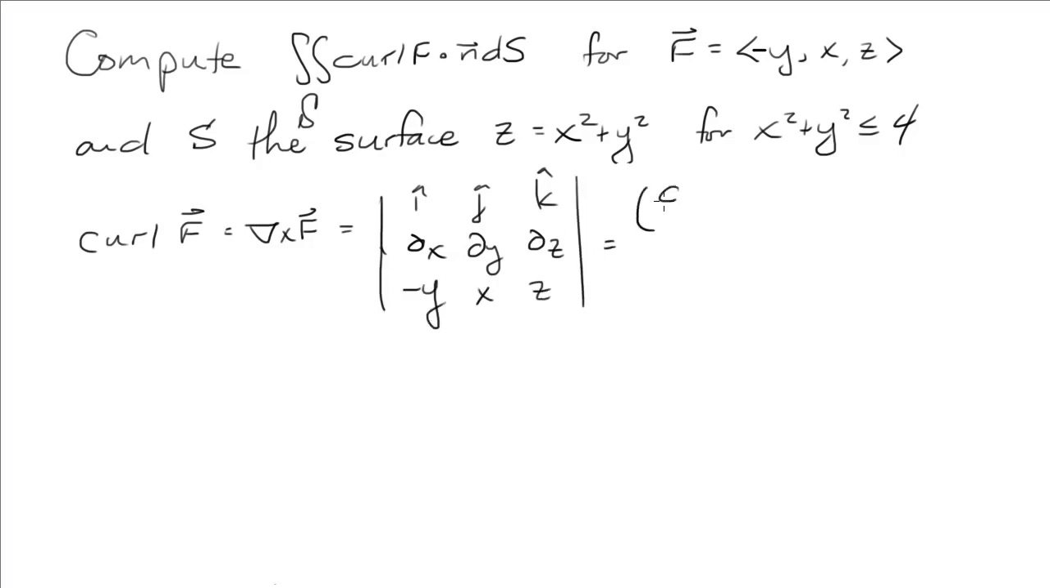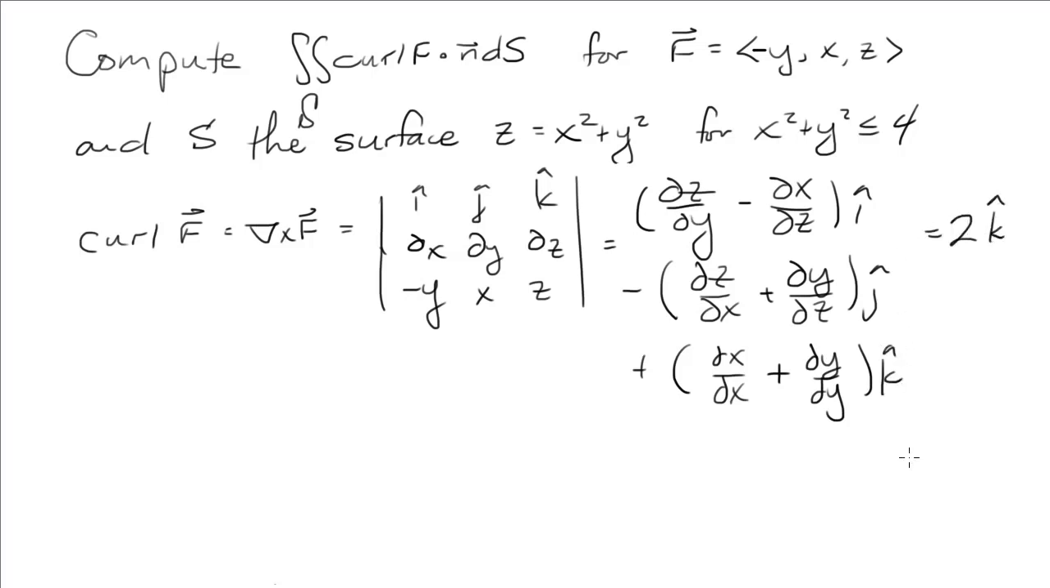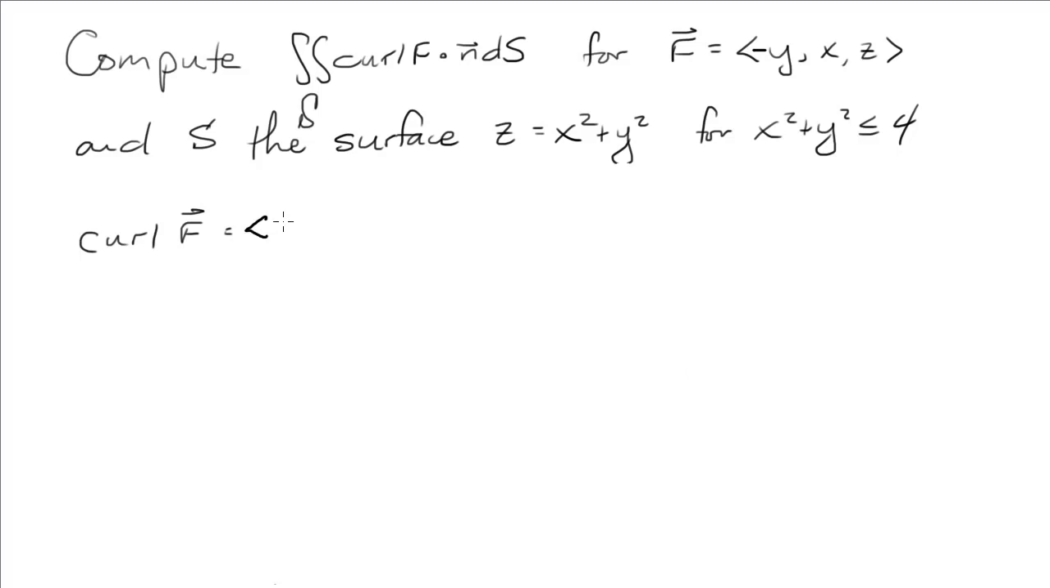Hiding the first column, determinant of the other two. Second column hide. And third column hide. So we're going to actually have to compute because it's a non-zero curl.